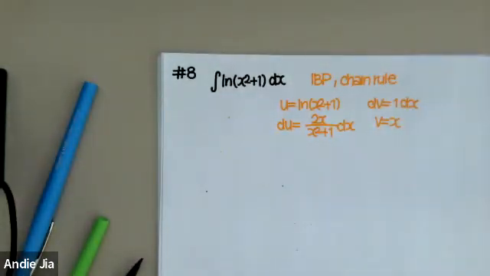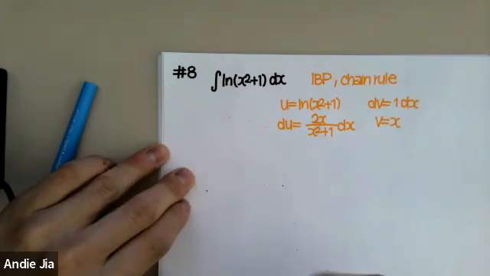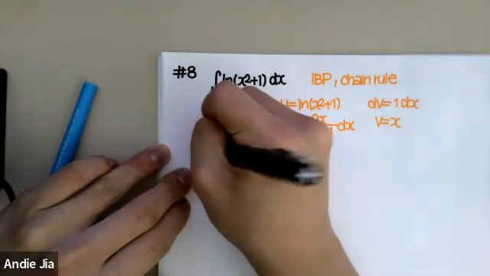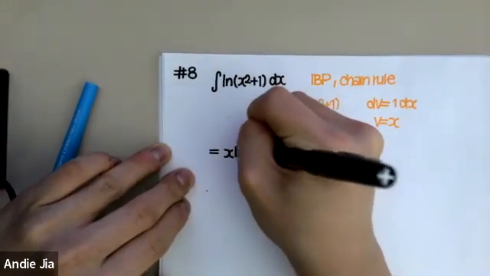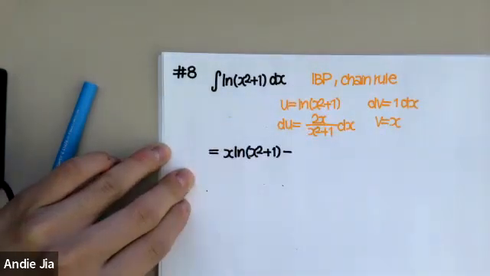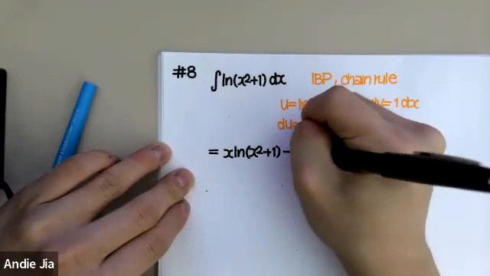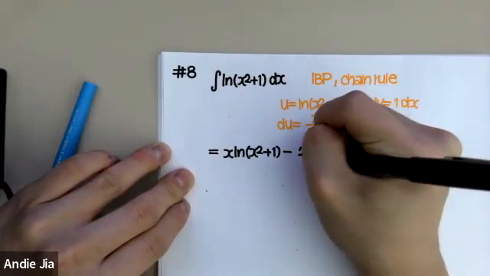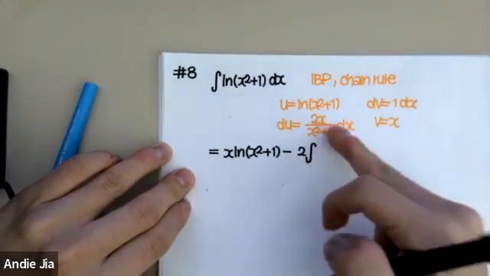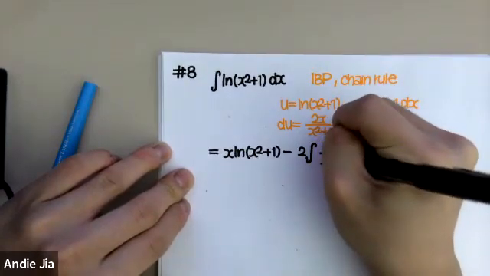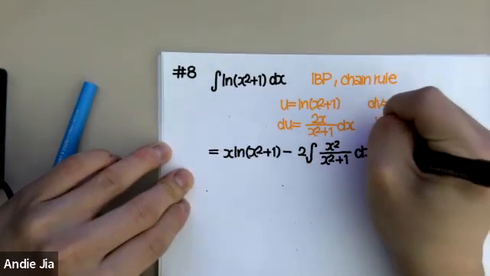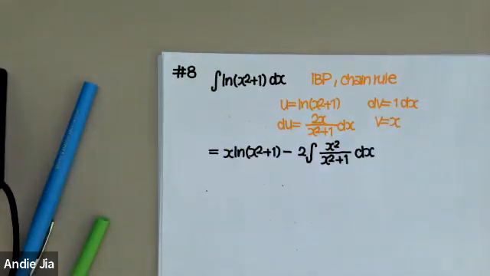And then we have this integral of uv minus integral of v du. uv is right here: x times natural log of x squared plus 1, minus integral of v du. 2 is a constant, so we have x squared over x squared plus 1 dx. Wow. In this case, I bet you have to do a long division, else you're not going to solve the problem anyway.